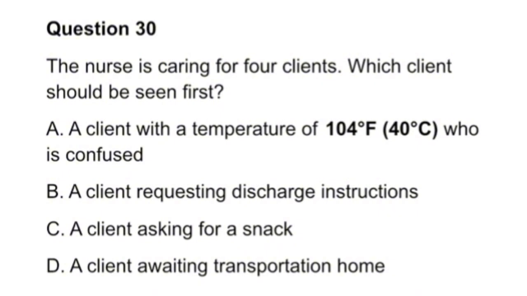Question 30. The nurse is caring for 4 clients. Which client should be seen first? A. A client with a temperature of 104 degrees Fahrenheit, 40 degrees Celsius, who is confused. B. A client requesting discharge instructions. C. A client asking for a snack. D. A client awaiting transportation home.